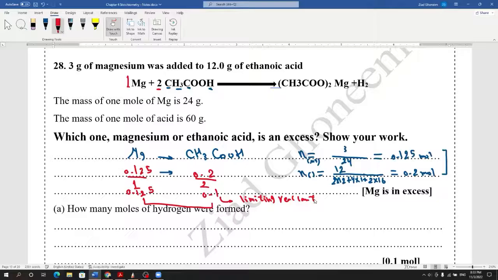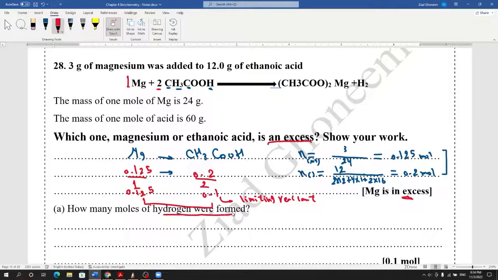You always have to refer to the equation while determining the limiting reactant. So we calculated the number of moles of magnesium and ethanoic acid, then we divided by the coefficient of each of these reactants from the equation. The smaller number is the limiting reactant. So ethanoic acid is the limiting reactant, but the question is asking about the reactant that's in excess, so magnesium is in excess.